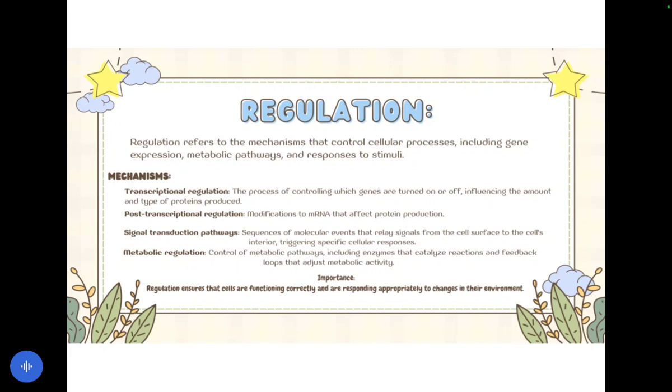Okay, so first, ito po ang kanyang mga processes. Una is transcriptional regulation. Second is post-transcriptional regulation. Third is signal transduction pathways. And last is metabolic regulation. So, transcriptional regulation, the process of controlling which genes are turned on or turned off, influencing the amount and type of proteins produced.